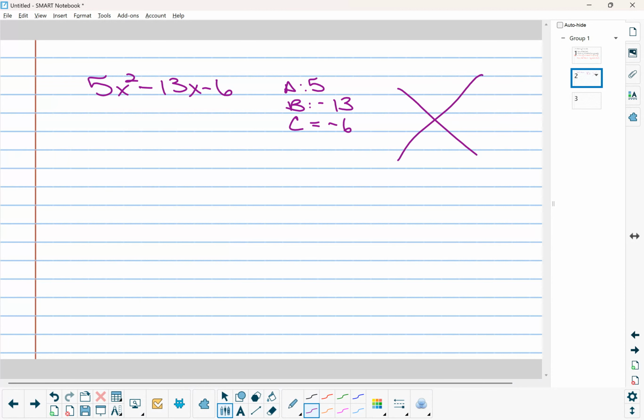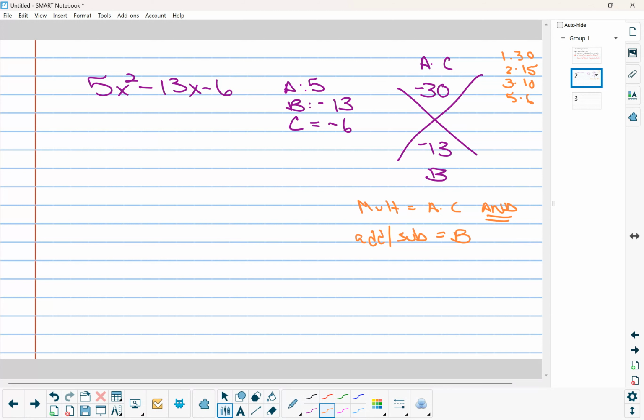We're still going to make our x. In the top goes a times c, which is going to be negative 30. In the bottom goes b, which is negative 13. And we're still finding 2 factors that multiply to equal a times c and add or subtract to equal b. Okay, so if we look at things that equal 30, we have 1 times 30, 2 times 15, 3 times 10, 4 doesn't go into 30, we have 5 times 6, and that's about it.